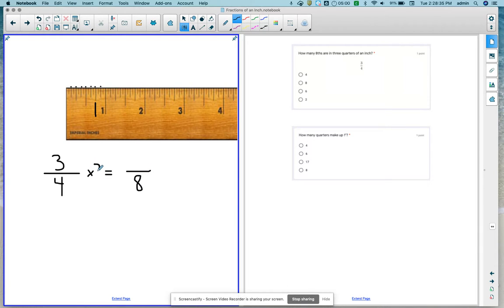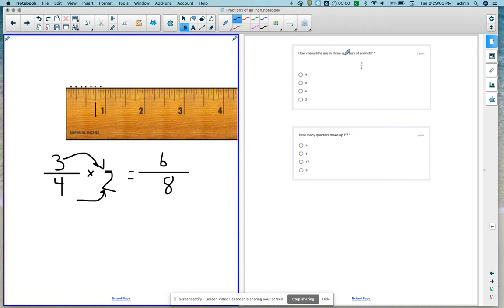4 times what? You probably know that that's going to be 4 times 2. So if I did 4 times 2, I have to also do that to the top. So I'm going to do 3 times 2, and I'm going to do 4 times 2. And my new fraction, 3 times 2, would give me 6 as a numerator. 4 times 2 would give me 8 as my denominator.